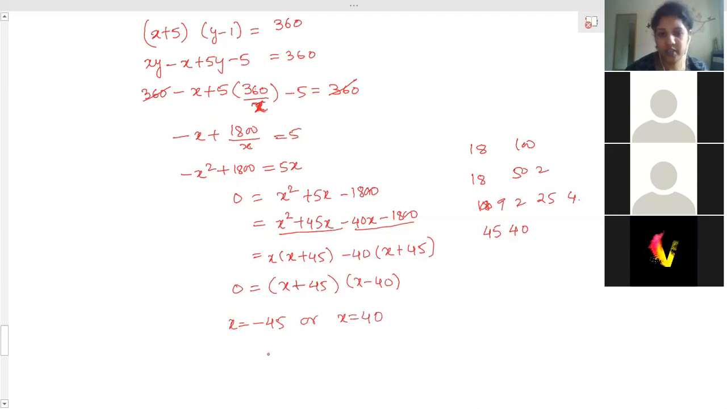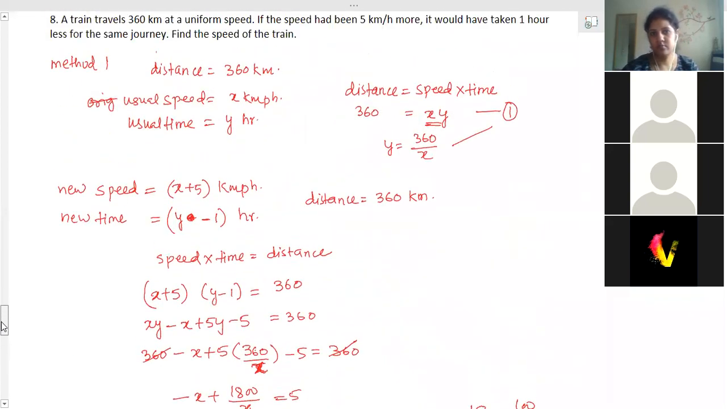Speed cannot be negative. So therefore, the usual speed of the train is equal to 40 kilometer per hour. Is it clear? Yes, ma'am. Is it clear?